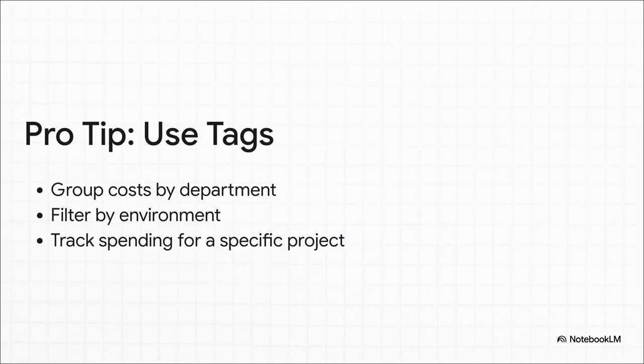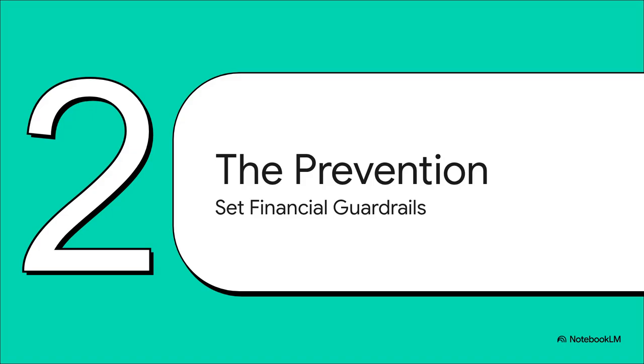Now, here's a pro tip. Seriously, this is a game changer that makes your investigation 1,000 times easier. Use tags. If you're tagging your resources with stuff like the project name, the department, or the environment, dev versus prod, you can filter your entire cost analysis by those tags. Suddenly, you can see exactly how much the marketing team's new project is costing. It's unbelievably powerful.